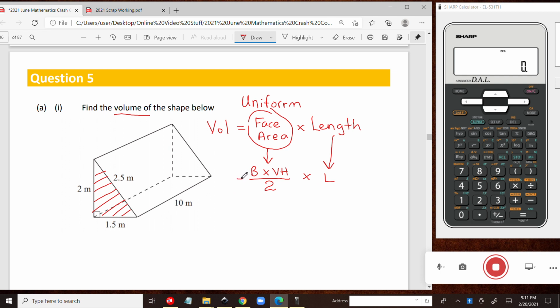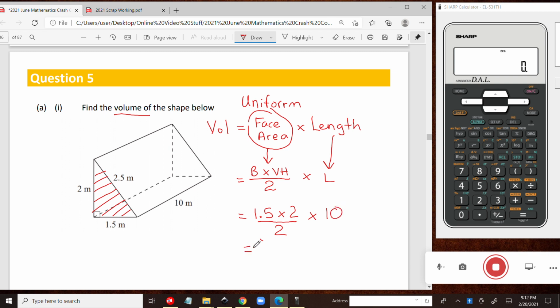So let's go ahead and complete the calculation. The base of the triangle is 1.5, so it's 1.5 multiplied by the vertical height. Now the vertical height is the 2, not the 2.5. The 2.5 is actually the hypotenuse. So the vertical height will be 2, and then we divide it by 2. That will give us the face area, and then we multiply it by the length, which is 10.